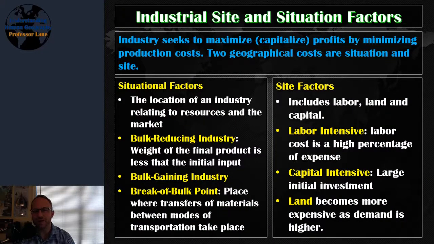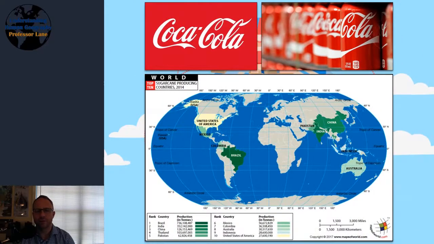Bulk gaining industries are industries where the final product weighs more and costs more to transport than the initial input. Because of the cost of transporting the final product, bulk gaining industries are often located near the consumer market.